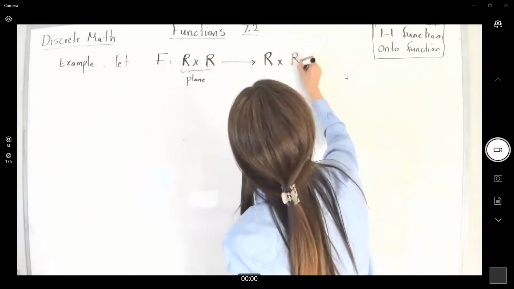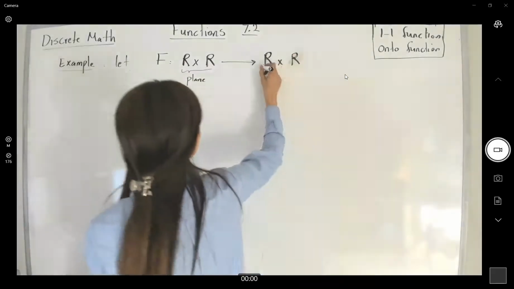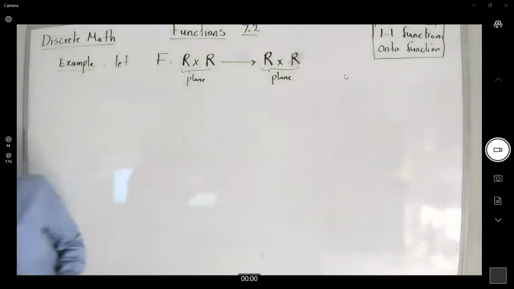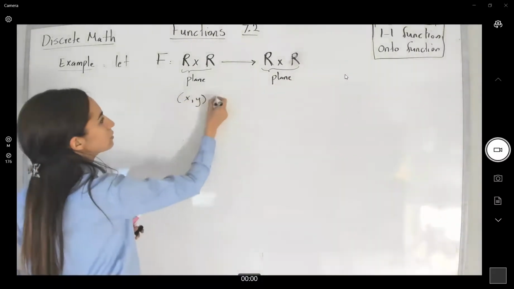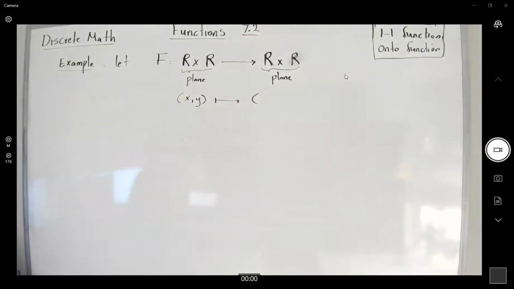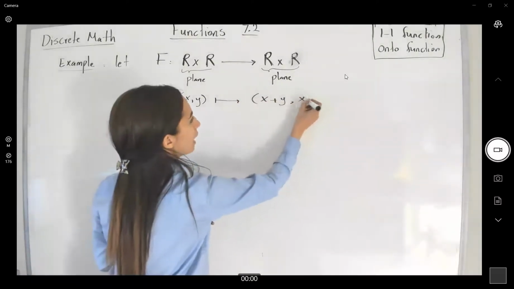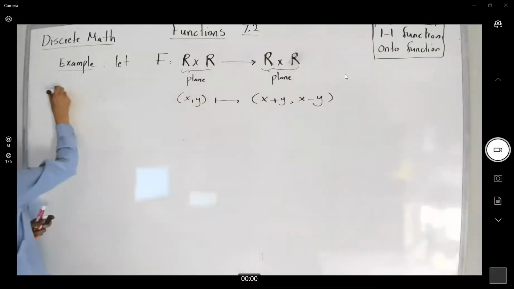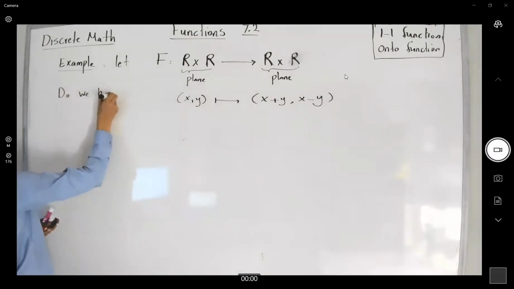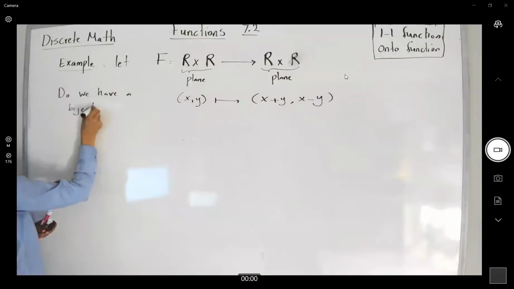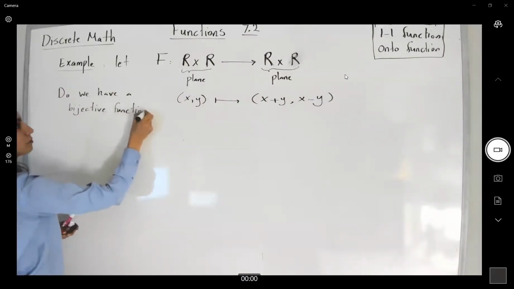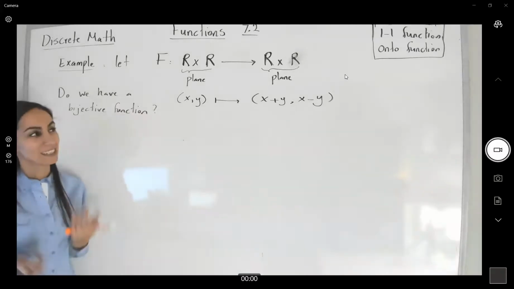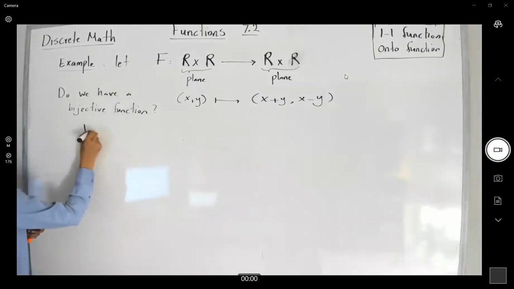So we have another example about the reduction of dimensions. It just maps the plane into the plane. It takes x and y from the plane, and it gives you another ordered pair, x plus y and x minus y. So in this example, it says, do we have a bijective function? Is this a bijection? Is it one-to-one? Is it onto?